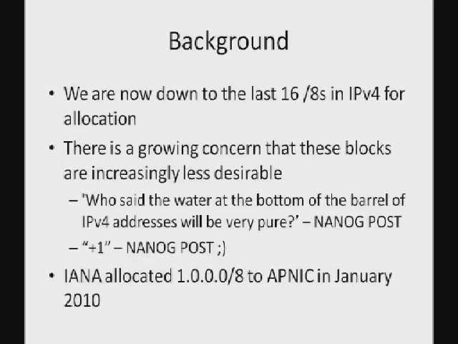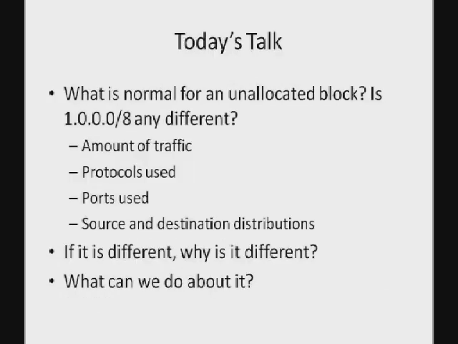Recently in January, IANA allocated 1/8 to APNIC, and 1/8 has been used in various examples, applications and test cases. So there was some concern that this might not be a very desirable address block. That's what today's talk is all about. We tried to take a look at what is a normal amount of pollution traffic in an unallocated block. Was the 1/8 different in any way in terms of the amount of traffic, the protocols, the ports? If it is different, why is it different? And in particular, and this is really the most important point, what can we do about it, if anything at all?